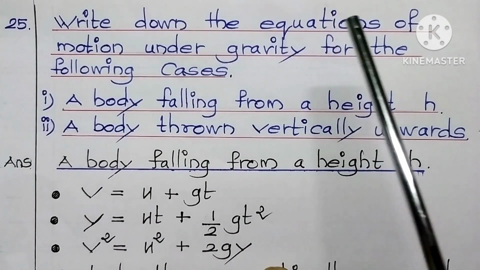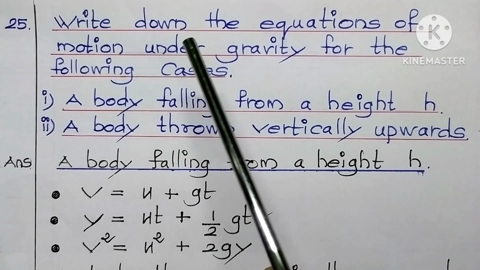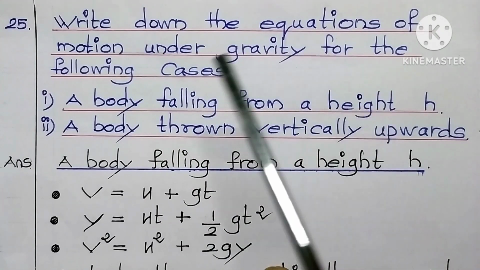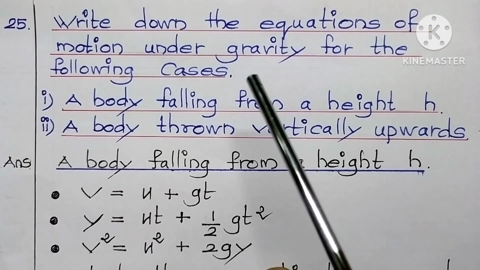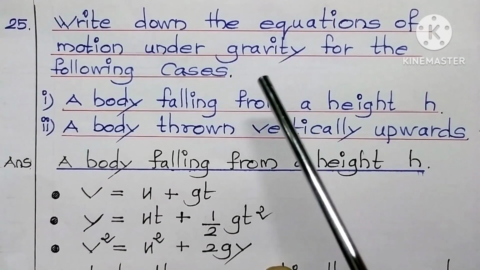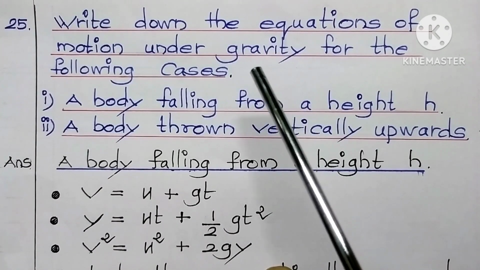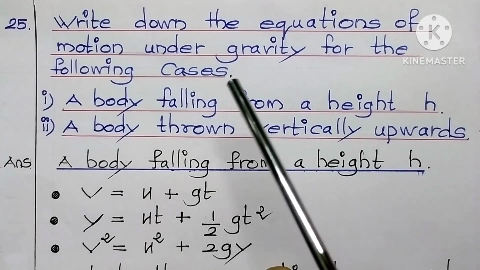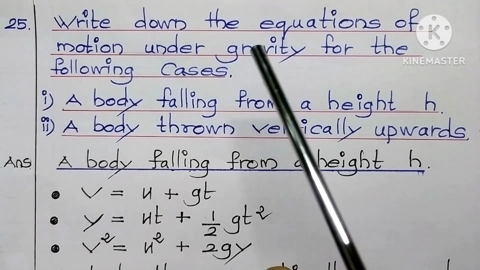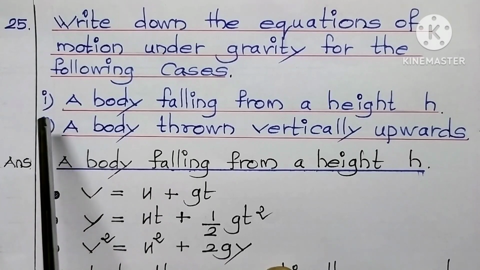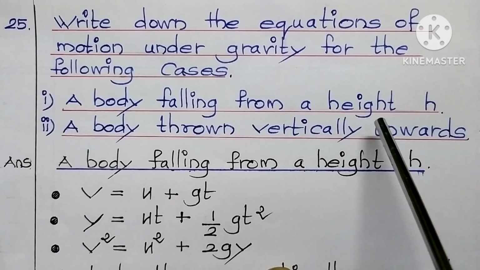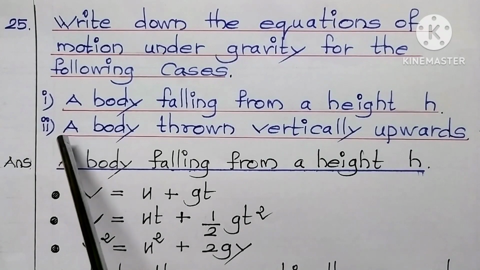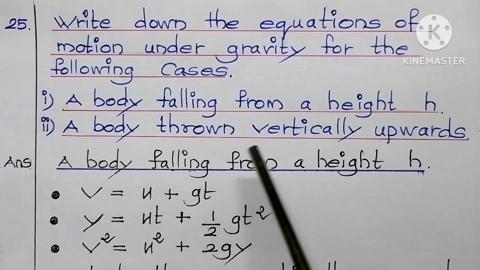Question number 25. Write down the equations of motion under gravity for the following cases. Here we are going to deal with a special kind of acceleration, which is nothing but acceleration due to gravity. For these two cases: case number 1, a body falling from a height h. Second one, a body thrown vertically upwards.